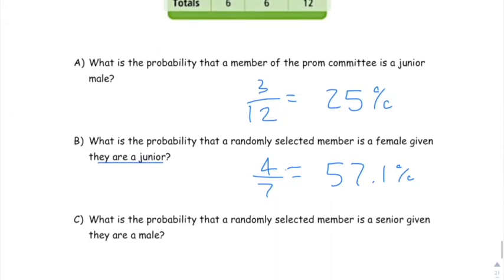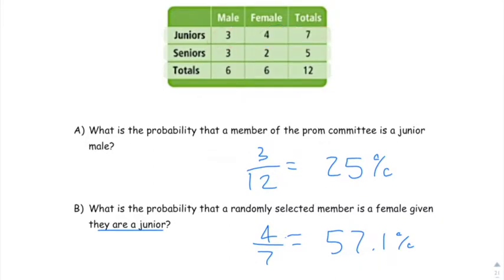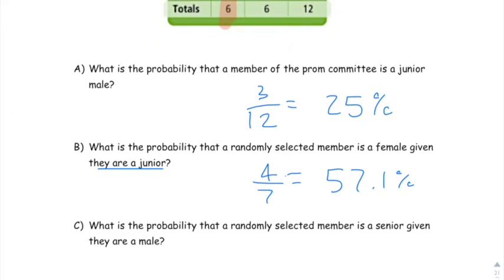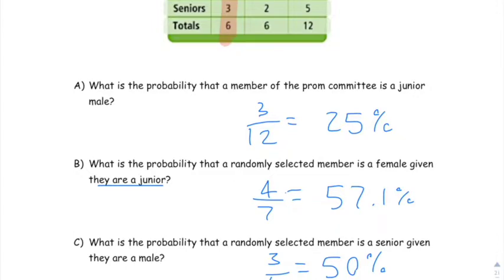Okay. Next was the probability that a randomly selected member is a senior given that they are male. So now we're looking at a whole different column here. We're only looking at males. And then what is the chance that they are a senior? There are 6 males total, and there are only 3 seniors. So it's about a 50% chance if we're only looking at males. So that's the conditional probability part of it.